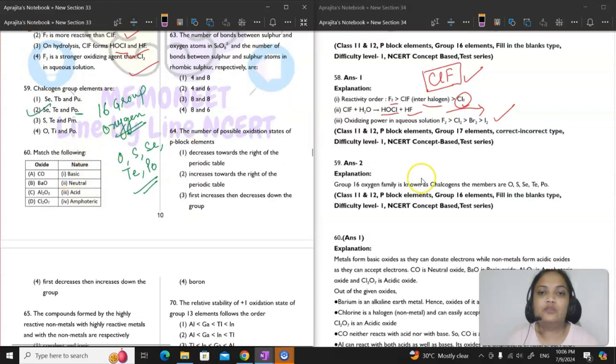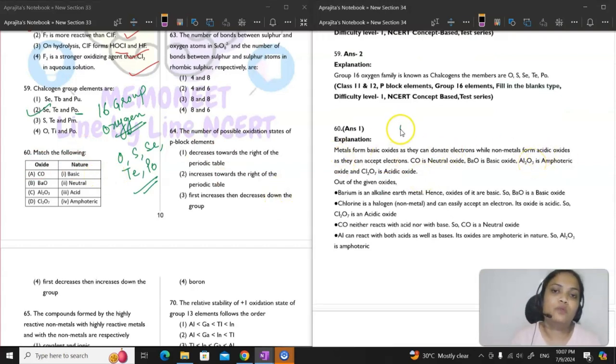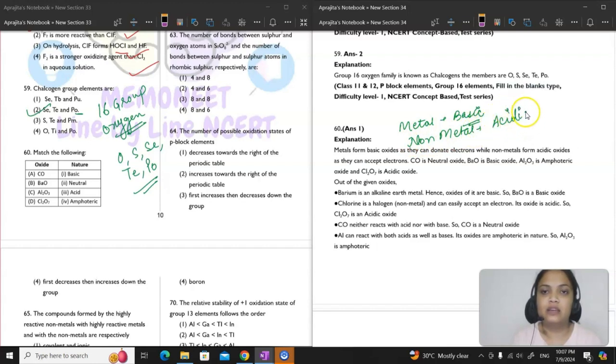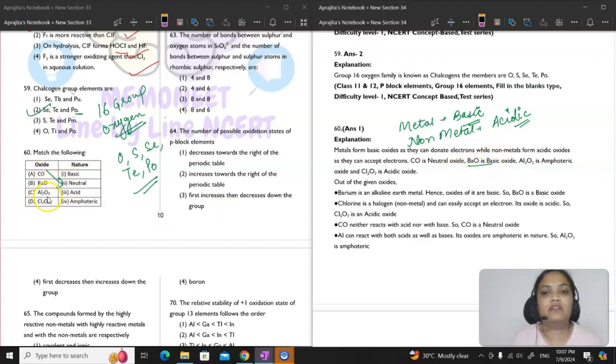Now the next question is question number 60 about the oxides. Oxides are given, we need to tell their nature. So students, you know that the metallic oxides are generally basic in nature because they can donate electrons. Whereas the non-metallic oxides are acidic in nature as they can accept electrons. So carbon monoxide is actually a neutral oxide. Barium oxide is a metal oxide, so it will be a basic oxide.